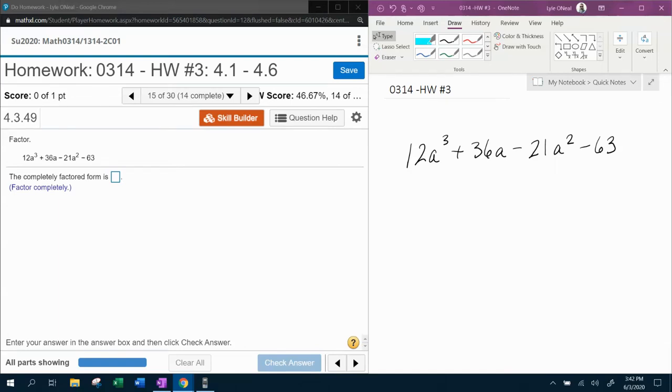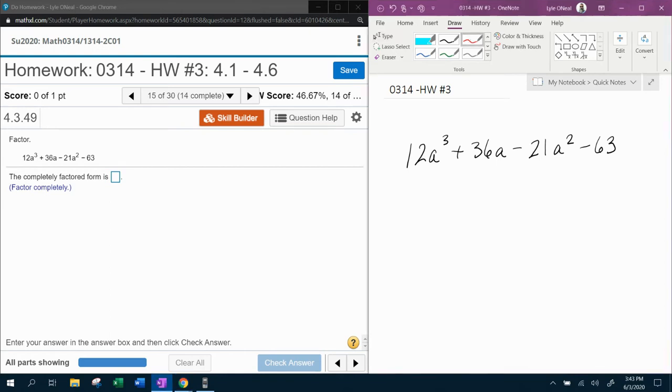All right, here we go. Question number 15 from our 0314, homework number 3 in MyLab Math. And the instructions just say factor. So they don't give me any indication as to how it's going to factor. I'm expected to know how to factor this, okay? And then it says the completely factored form is. So whatever I do, it's going to be factored completely.